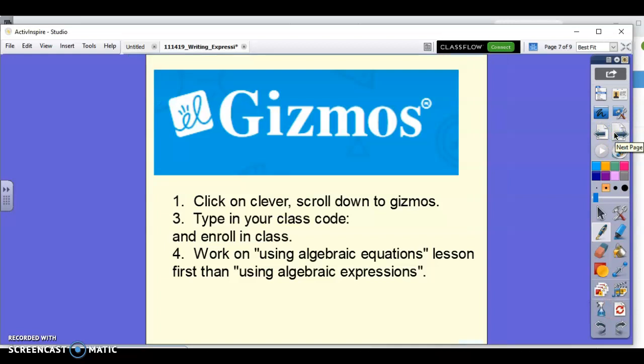All right, so what you would do now is you're going to go into Gizmos, and these are the directions that you're going to follow. Click on Clever so you can log in. Work on using algebraic equations first, and then you're going to use algebraic expressions. So we're going to do equations first with equal signs, and then expression is not going to have an equal sign.